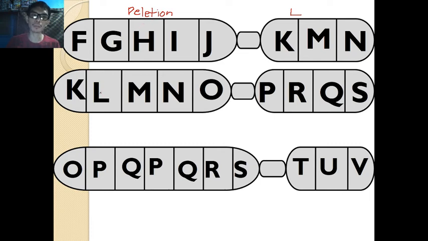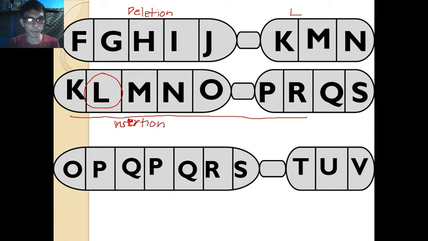It might be that L is inserted on another chromosome that we have over here. If that happens, this chromosome undergoes insertion, or we can even categorize this one as translocation.